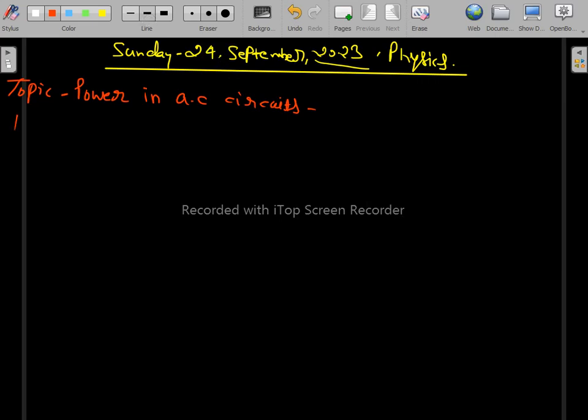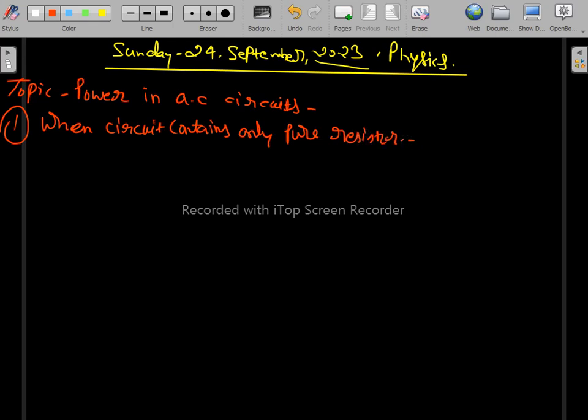Okay, so the first case is, put the heading and write what I am writing, right? When the circuit contains only pure resistors. Pure resistor means a purely resistive circuit, right? So when the circuit contains only resistance, we are not going to draw the circuit diagram again. We have done that many times. Now we are familiar with that.